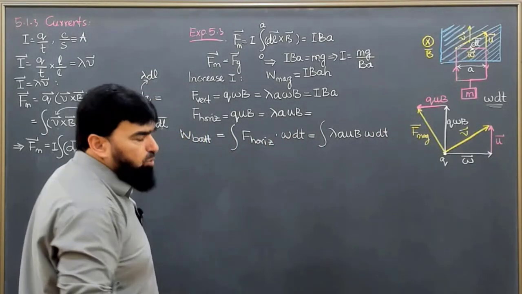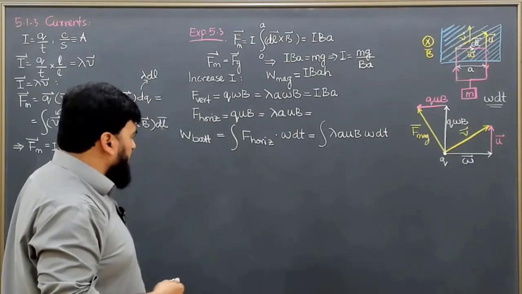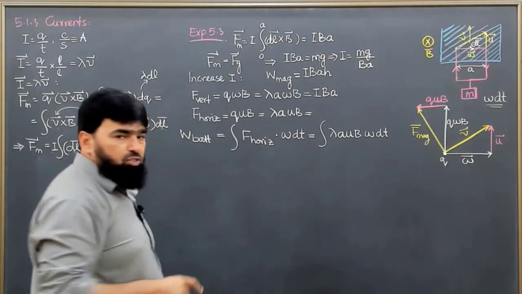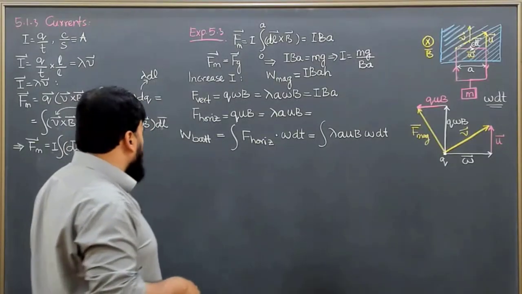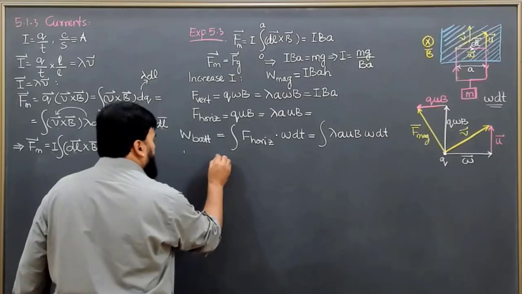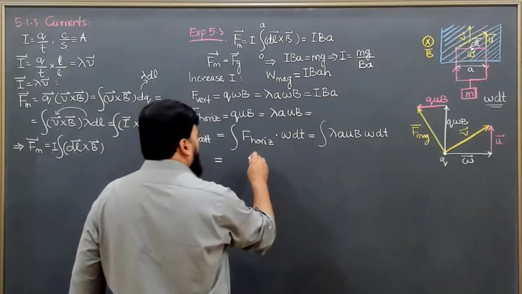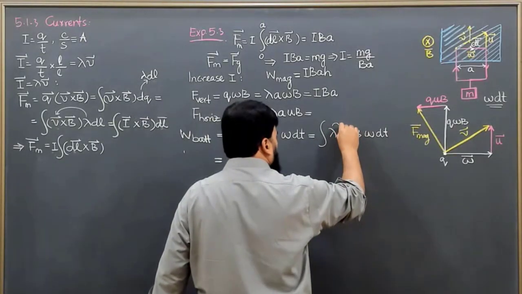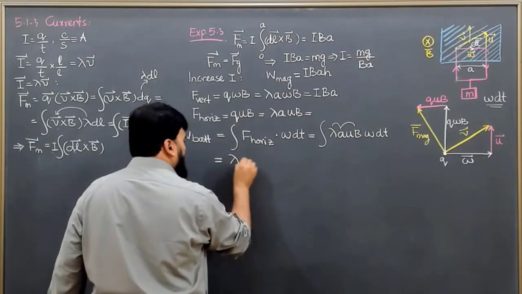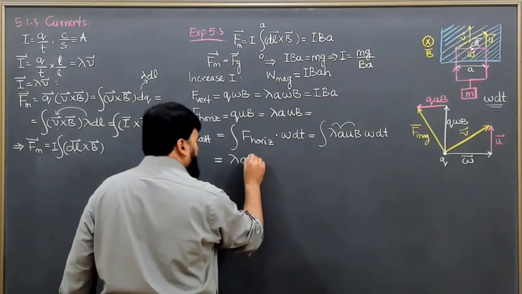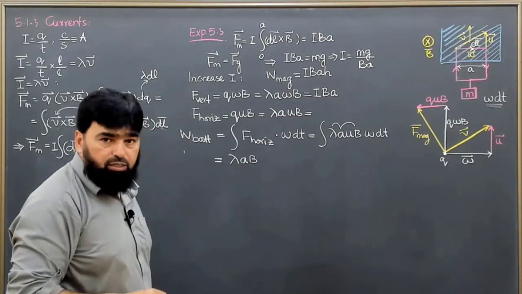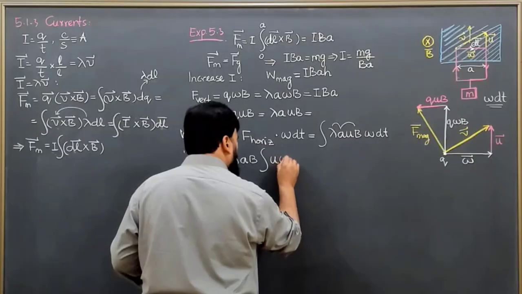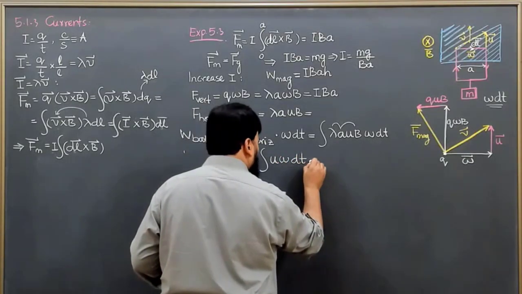They are in the same direction, so the angle is zero and it's a dot product. So we have lambda a UB delta t, and this is equal to lambda a B. I take lambda a and B outside, because they are not part of the integral, and here we have U W dt.